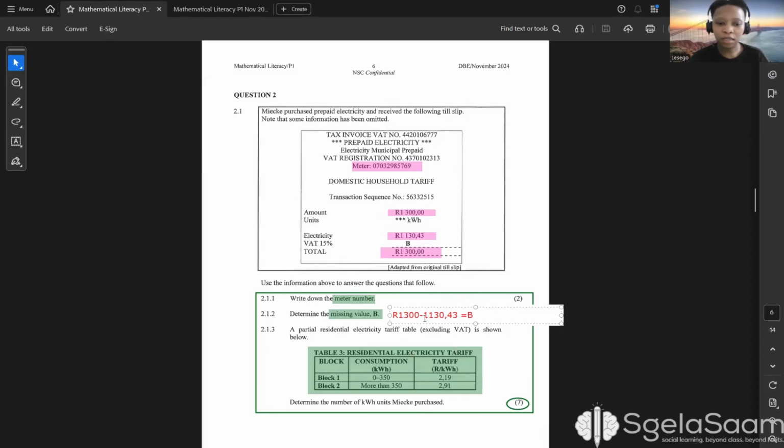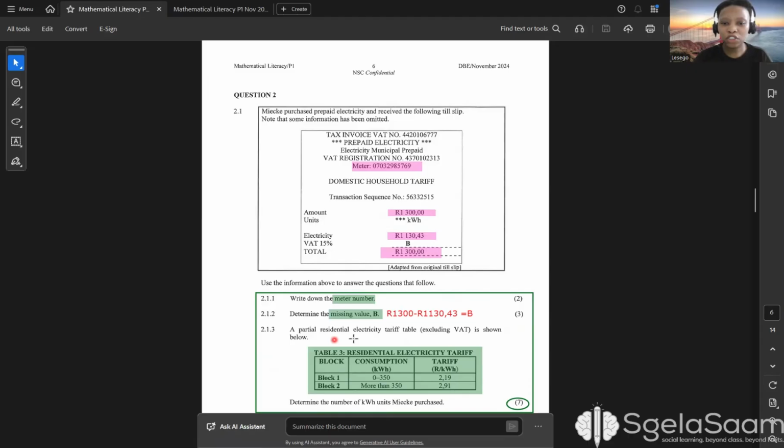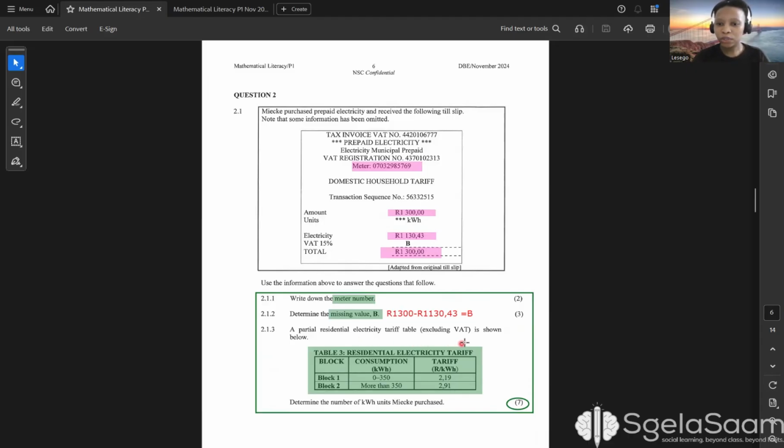So when it says determine, please make sure to show your calculation. Determine is another term for calculate. And be mindful of the mark allocation as well. Now we're going to go to the big one. This is a partial residential electricity tariff excluding VAT, which we know is 15%, shown below. We are told to determine the number of kilowatt units Mike purchased. So we need to know how many units he purchased, and this is excluding VAT.